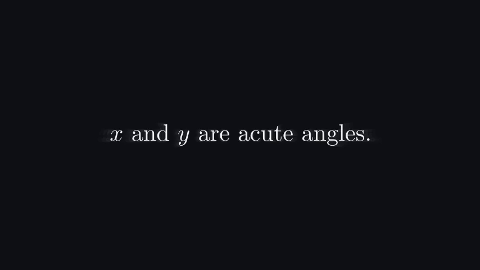The question tells us that x and y are acute angles. That means both angles are between 0 degrees and 90 degrees. So we can use first quadrant right triangles, and all side lengths will be positive.